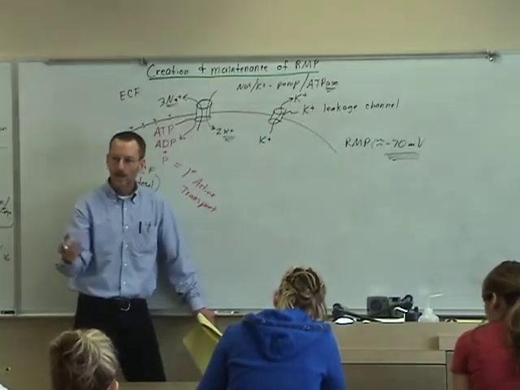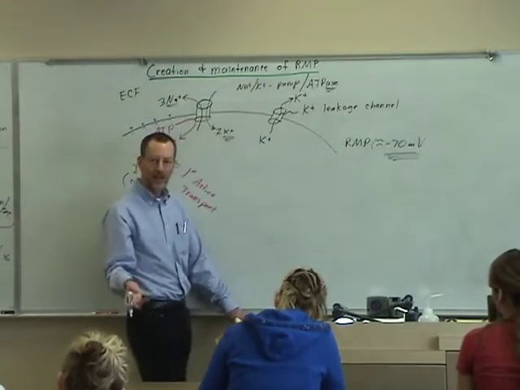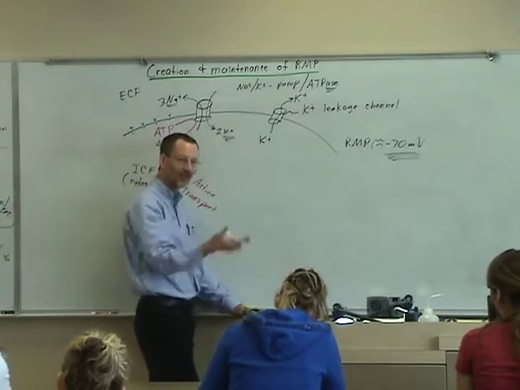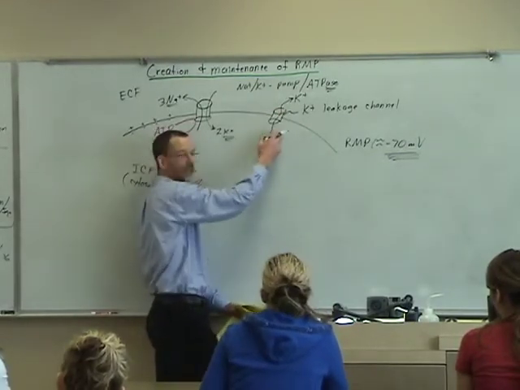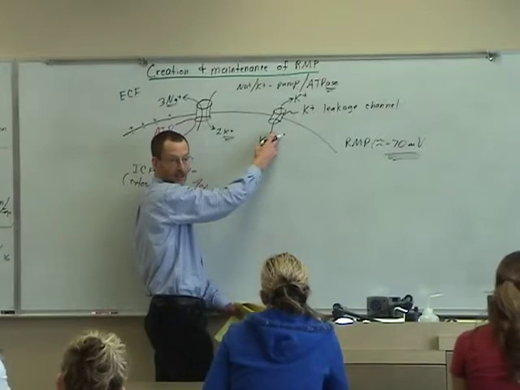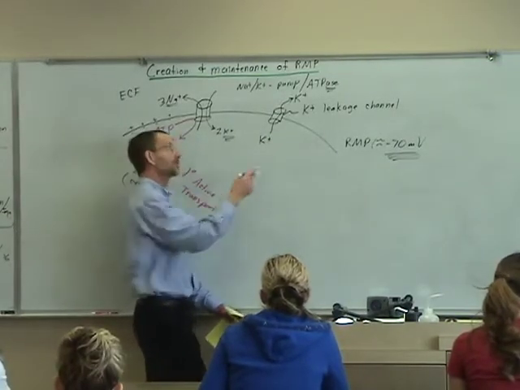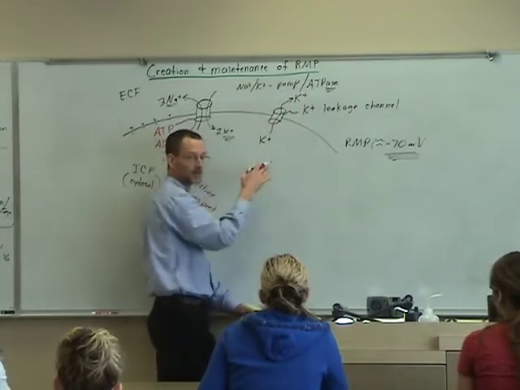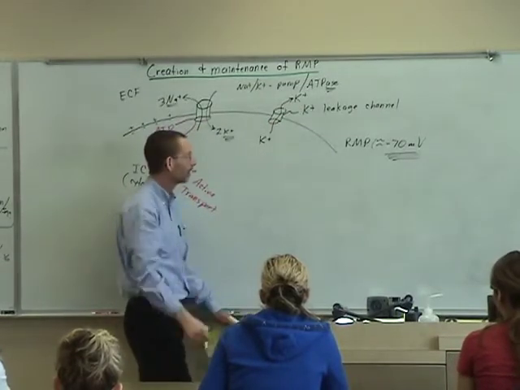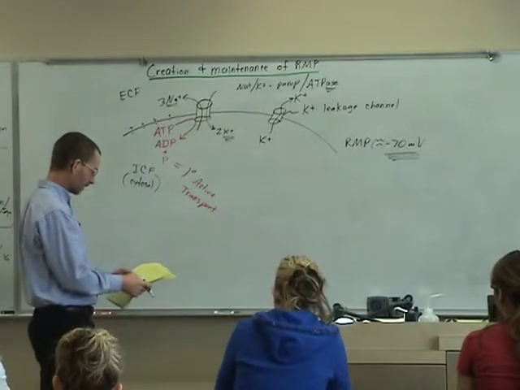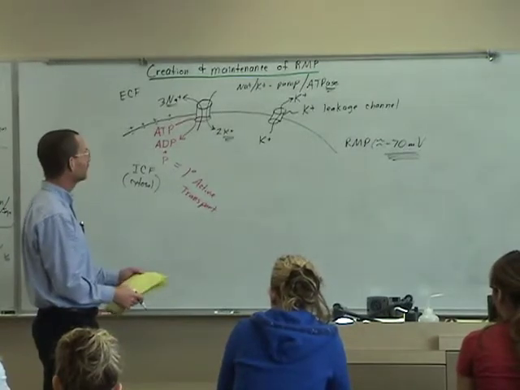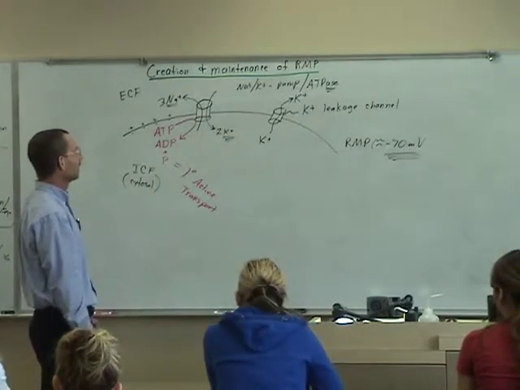So, now check this out. The only reason potassium is flowing in that direction is because of the gradient, right? If we change the gradient, we're going to change the amount of potassium. That makes sense? Okay. That's basically it.